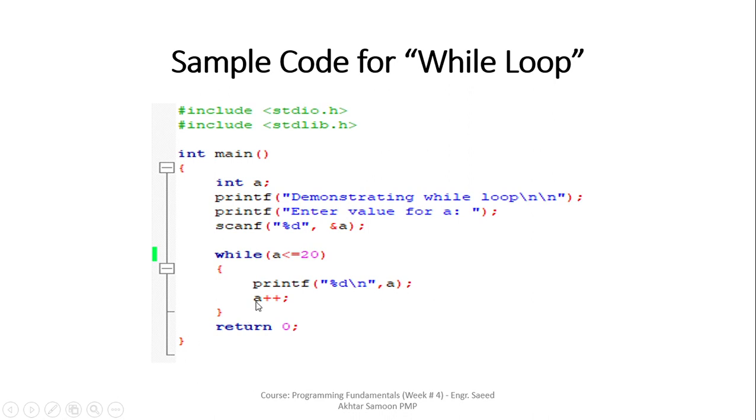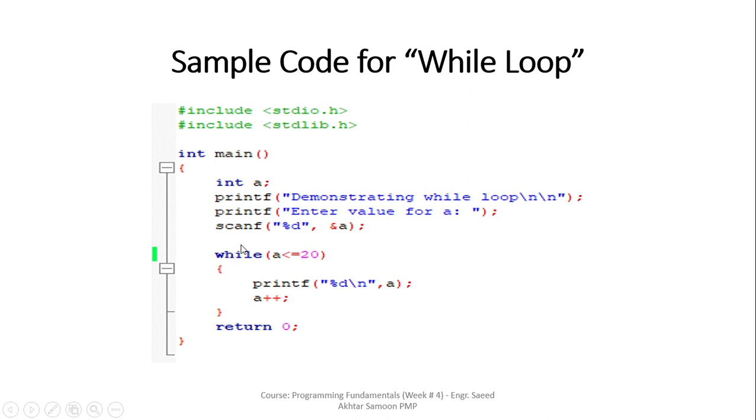Again, over here you can see this unary operator a plus plus, and this particular statement will display a message which will say demonstrating while loop, very simple, and then it will say enter the value of a. If the value of a is less than or equal to 20, it will print the number itself over here. And if it is not true, then it will exit from the loop. We will see how it is actually implemented.